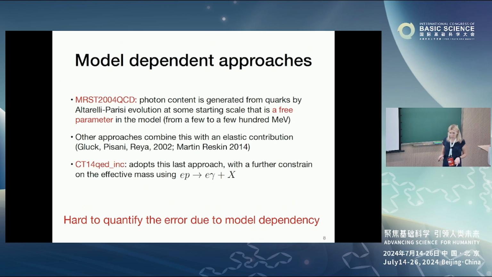There were also other approaches. For instance, the MRST 2004 group produced a photon PDF. Here they assumed essentially that the photon is radiated from quarks at some starting scale. This starting scale is a free parameter; you don't have control of it. Then they computed the evolution from the quarks, essentially. This is what we would call the inelastic component. Our approach combined this inelastic component with an elastic contribution, where the proton remains intact.